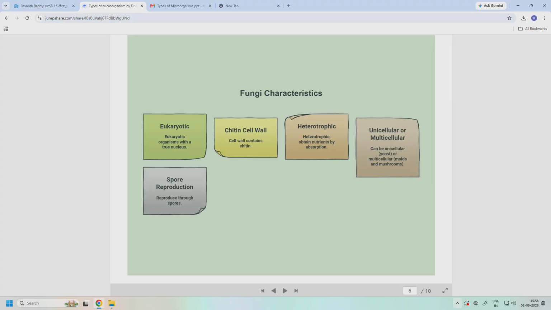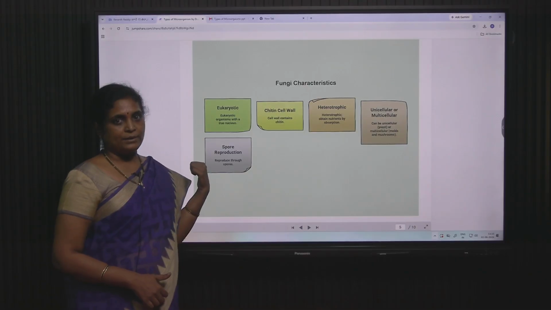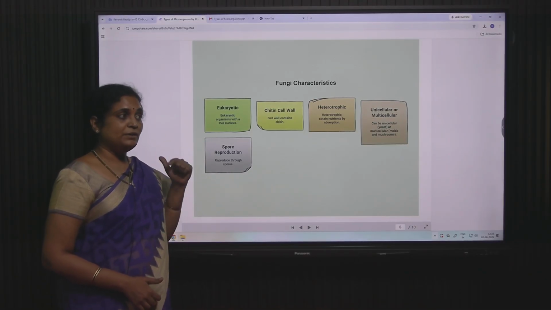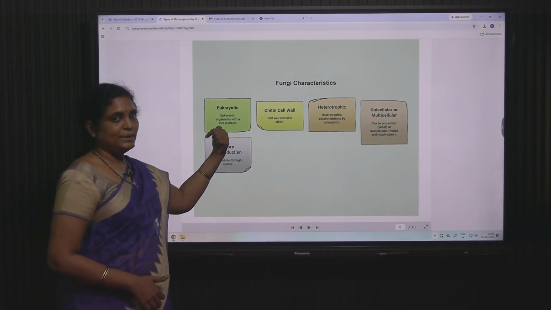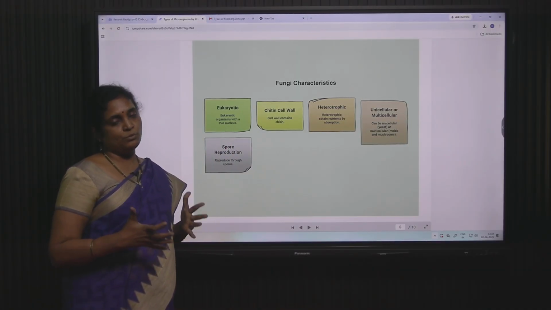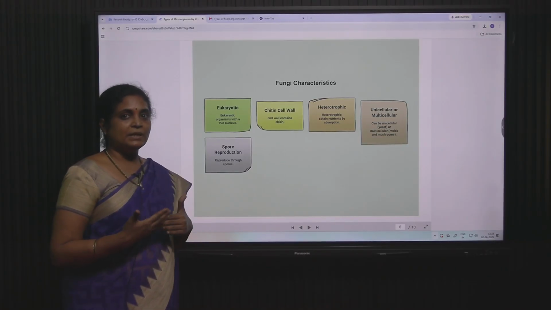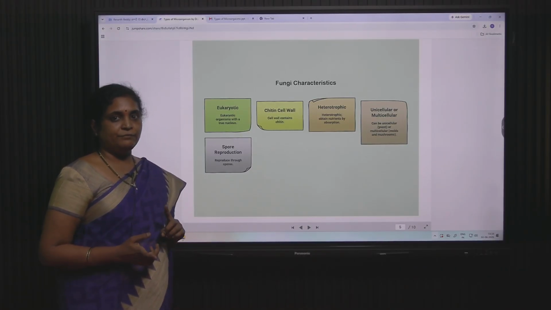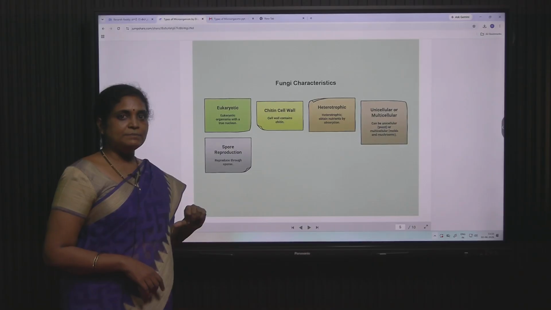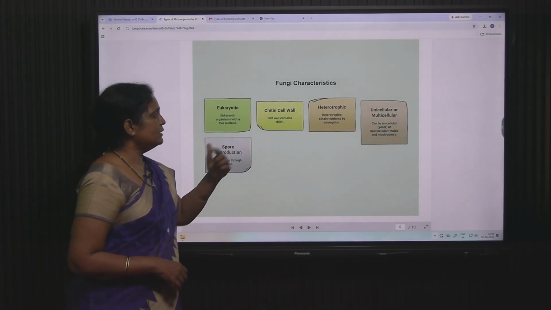And the second type of microorganisms is fungi. So, how do we characterize fungi? Fungi are eukaryotes. As we mentioned, bacteria are prokaryotes with a primitive nucleus, but fungi are eukaryotes. Eu means true, karyote means nucleus. A well developed true nucleus is present in fungi. And its cell wall is made up of chitin. Just understand the difference. In bacteria, the cell wall is made up of peptidoglycan, but in fungi, the cell wall is made up of chitin.